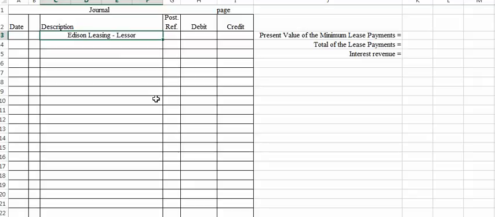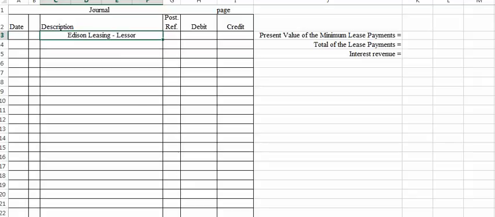Now they're treating this here as a direct financing lease, meaning the seller, Edison Leasing, is essentially just financing the purchase of this equipment for manufacturer Southern. Now remember, even though it's drawn up as a lease and called a lease by the two parties, from the financial accounting perspective, we're going to treat it as a purchase because that's essentially what it is.